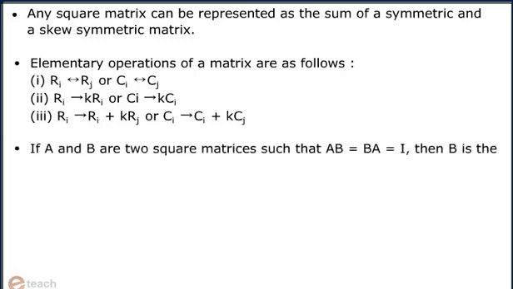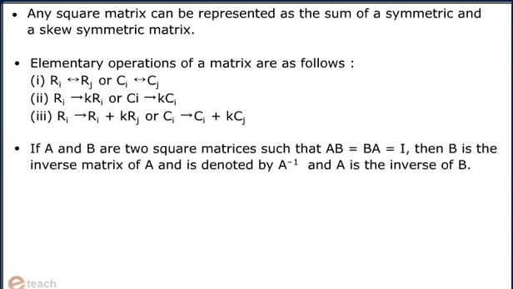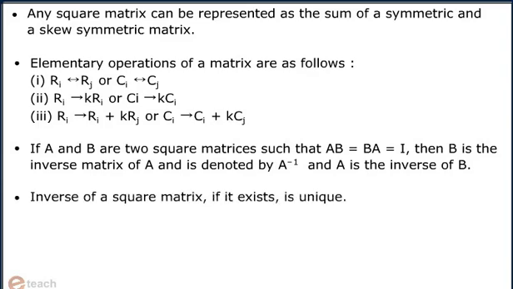If A and B are two square matrices such that AB is equal to BA is equal to I, then B is the inverse matrix of A and is denoted by A⁻¹, and A is the inverse of B. The inverse of a square matrix, if it exists, is unique.